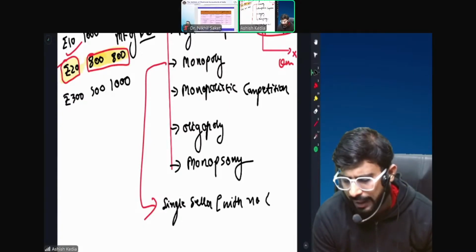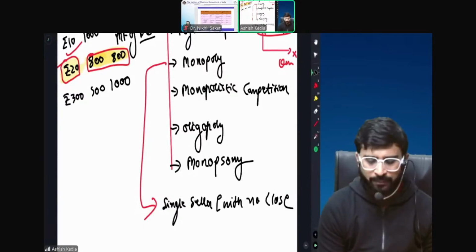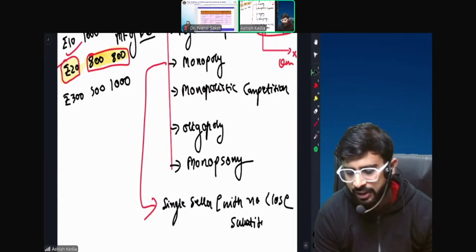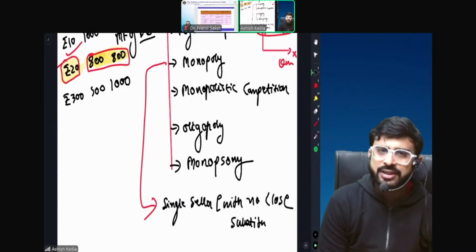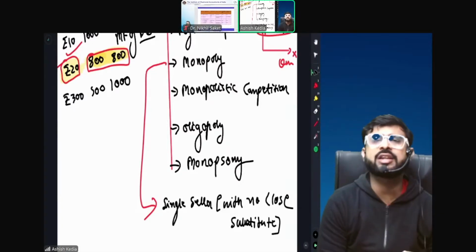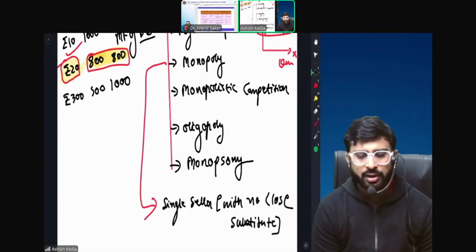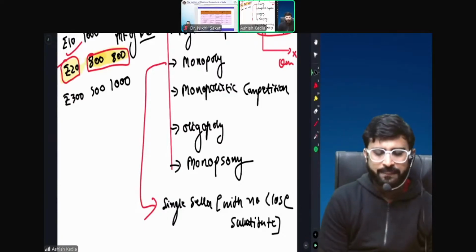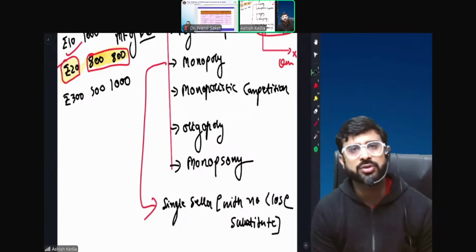People say, and I think it's a misnomer, that in monopoly there is no competition. What I say is there is no close substitute. Competition you can say, but there is no close substitute, right? There are substitutes, but nothing is close to this. Okay. So single seller with no close substitutes.